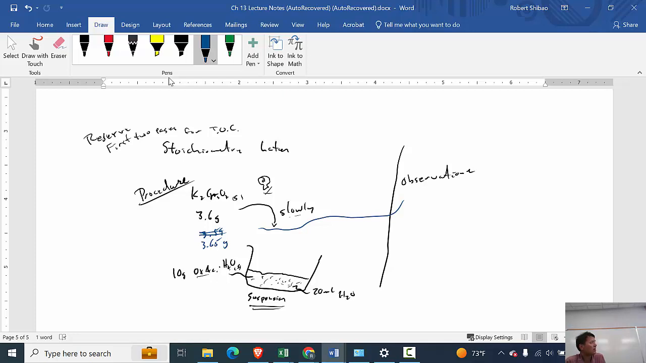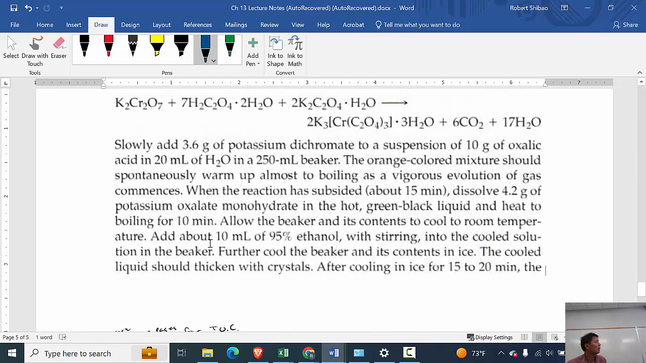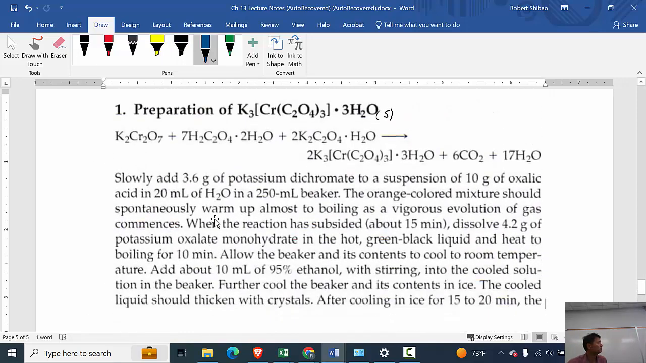Oxalic acid has some health risks too. A lot of organic acids aren't a big deal, like citric acid. People eat this stuff and eat lots of it. No problem there. So we add it slowly. Oxalic acid is a white solid.